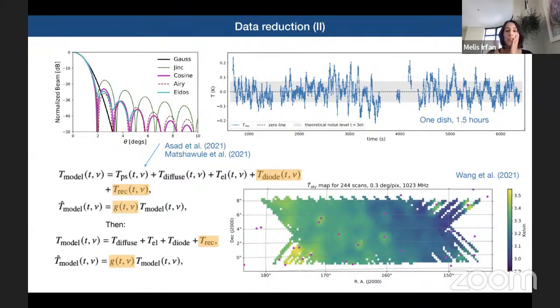And what's being shown up there in the top right is a residual plot. So there you can see the temperature residual between our system temperature model in Kelvin and our actual raw data that's been calibrated into Kelvin. And you can see a good agreement to within 3 sigma of the theoretical noise level. Now at the bottom there, I'm showing one of our sky maps. So this is roughly 1 gigahertz, and it's putting together all the dishes and all the observational blocks. And the point sources are highlighted in magenta.